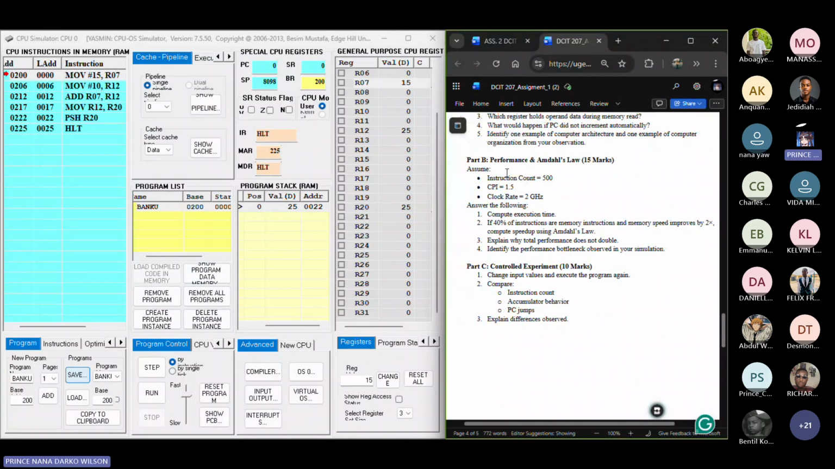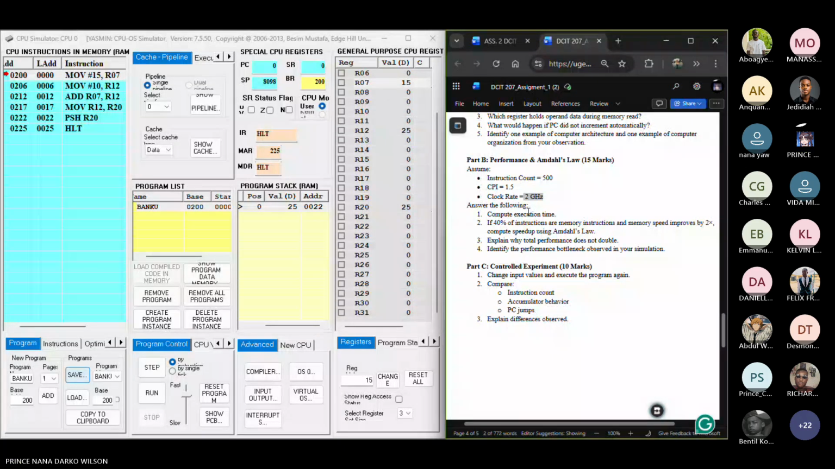So let's proceed. Performance and Amdahl's law. Assume instruction count is 500, cycles per instruction is 1.5, and clock rate is 2 gigahertz. Answer the following. Compute execution time. We've already looked at the formula for execution time: CPI times instruction count divided by the clock rate, which in this case is 2 gigahertz. So you're just going to do 1.5 times 500 divided by 2, and then you're going to get your answer for that. So you state the formula.